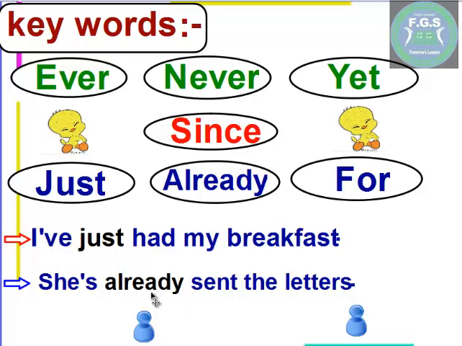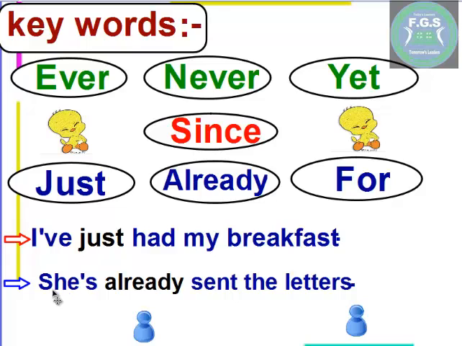Here, just and already, we will put them in the middle between have or has and the past participle, okay? So, I've just had my breakfast, as we see in this example. Just is in the middle between have and the past participle had.